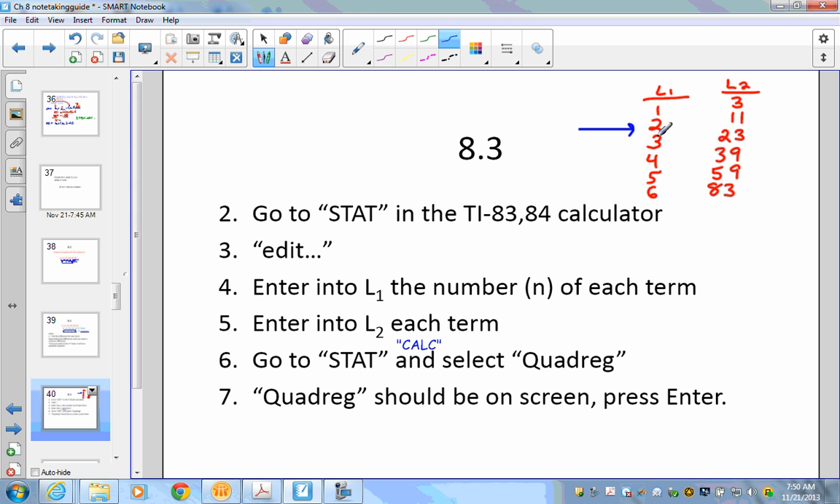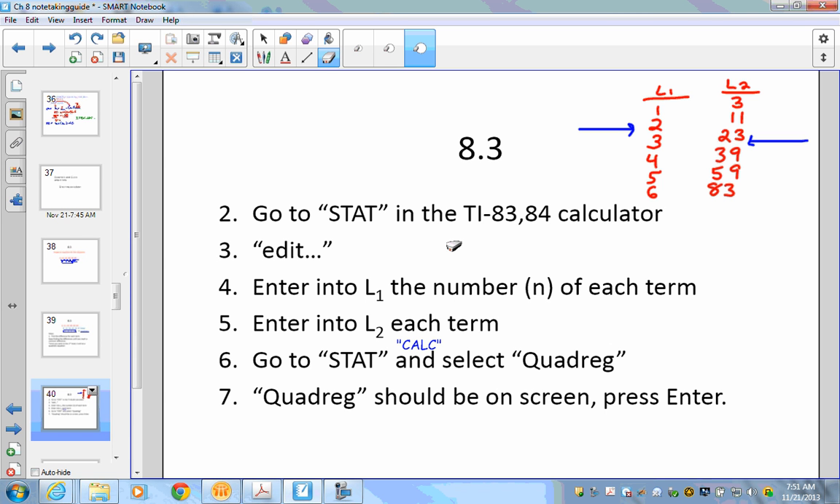In L1, in this first column, is going to be 1, 2, 3, 4, 5, 6, and then in L2 would be the entire sequence, 3, 11, 23, and so on. Please remember that the same amount of numbers in L1 and L2 have to be the same. So you can't go to 7 in L1 and expect it to work out. Okay, so enter in L1 the first term. Now remember, you have to have an L1 and L2.